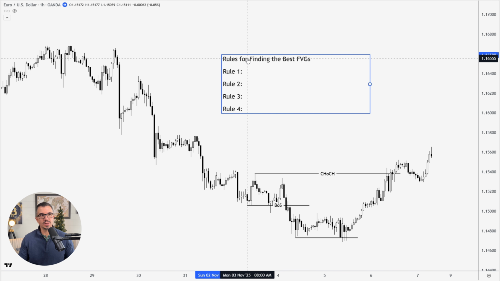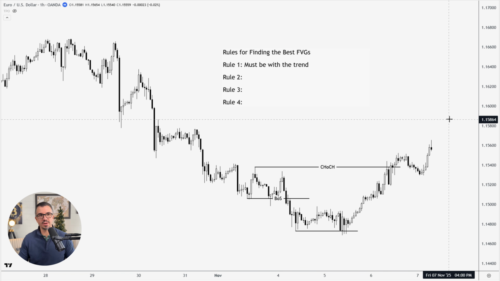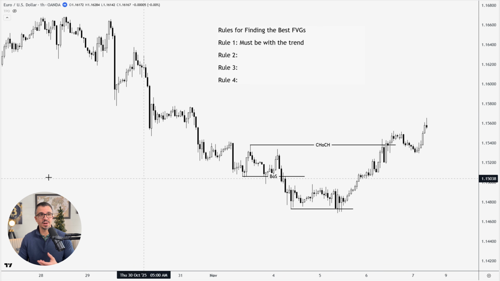So in this case, the first rule is that it must be with the trend. That also accounts for change of characters because, once you have this, you do have a new trend forming. So first rule, it must be with the trend. That's incredibly important because if you're trading against the trend, then you're already on the losing side, and that's going to seriously hinder your chances of making money.